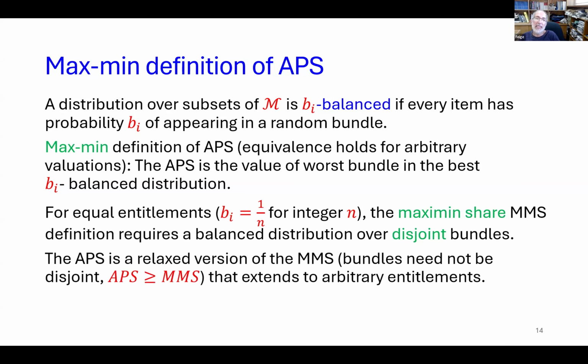Because the APS is the relaxed version of the maximin share, even in the case of equal entitlement, the APS is always at least as large as the MMS. And in fact, sometimes it is strictly larger.